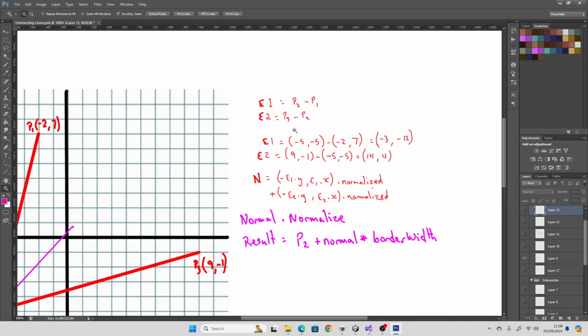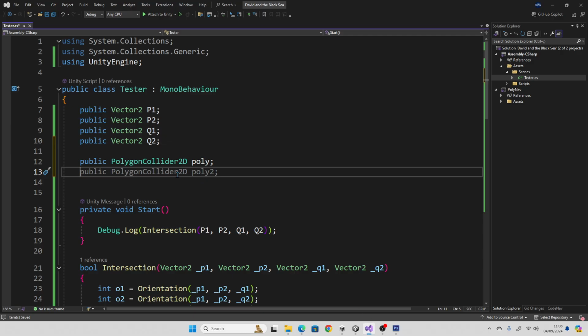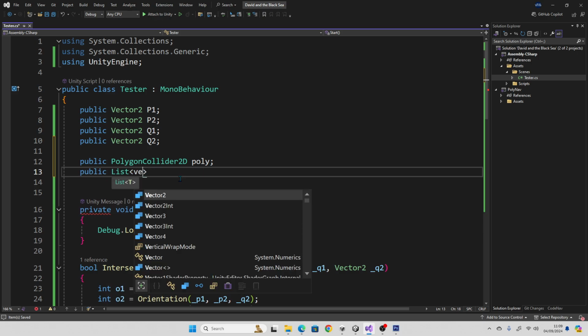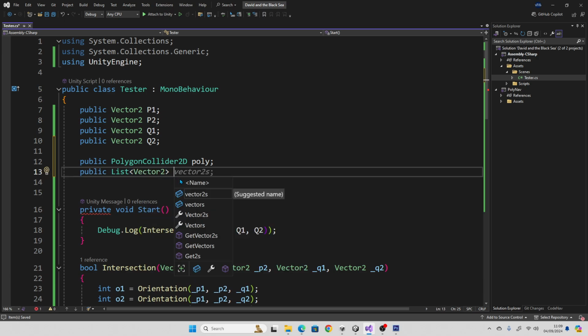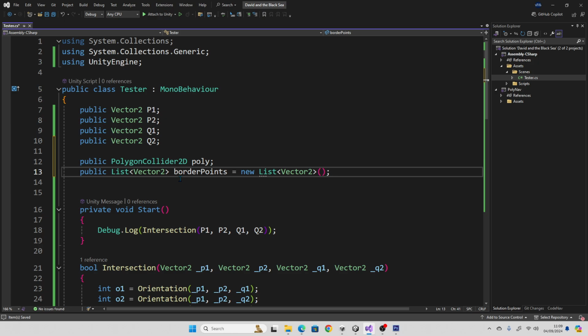All right, so we're going to need some sort of new polygon collider or just a new set of points. So I'm just going to say public, and let's do it in a list. These are going to be vector twos, and we'll call this border points. So I want to be able to use them later. New list.